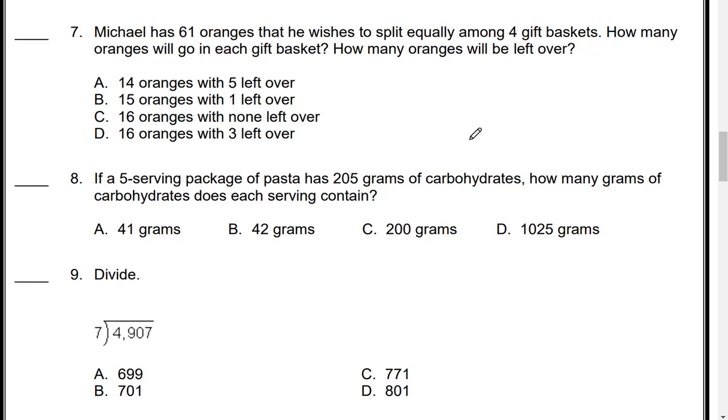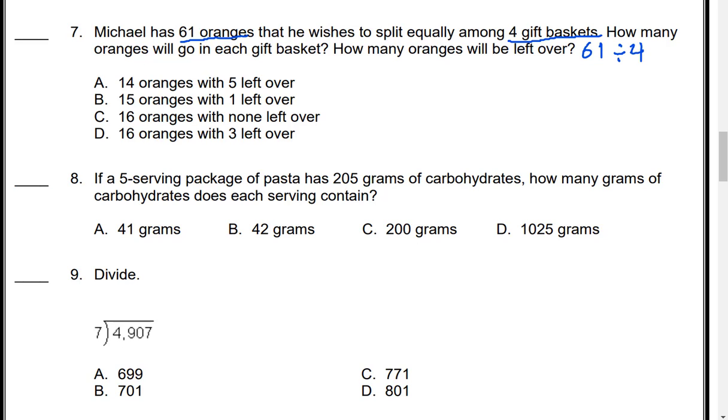My hero, this is question number 7. Michael has 61 oranges that he wishes to split equally among 4 gift baskets. How many oranges will go in each gift basket? And how many oranges will be left over? Okay, so we need to do what? Long division. Yes, 61 divided by 4.